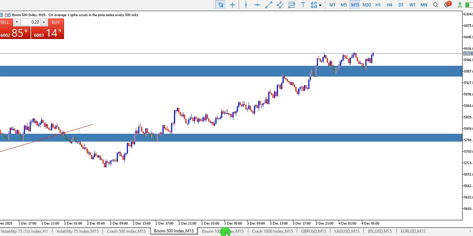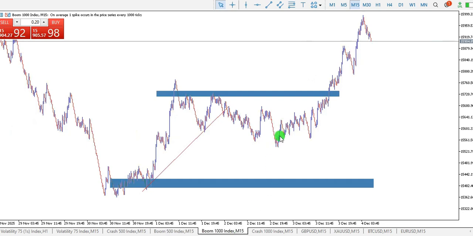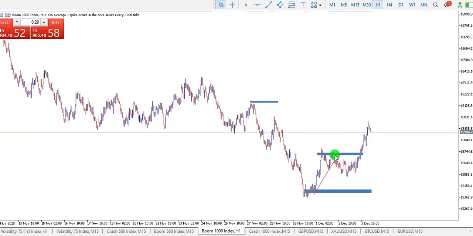That said, let's go to the next one, which is BOOM 1000. Now on BOOM 1000, we marked this zone previously. So let's go to the higher time frame and see if there's a new zone we should be paying close attention to. I can see a new zone we should be paying close attention to around here. So this is already validated, so let's go straight to the next one around here.